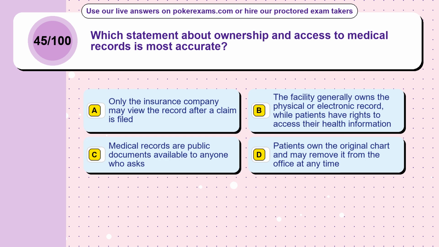Question 45. Which statement about ownership and access to medical records is most accurate? Option A. Only the insurance company may view the record after a claim is filed. Option B. The facility generally owns the physical or electronic record, while patients have rights to access their health information. Option C. Medical records are public documents available to anyone who asks. Option D. Patients own the original chart and may remove it from the office at any time.